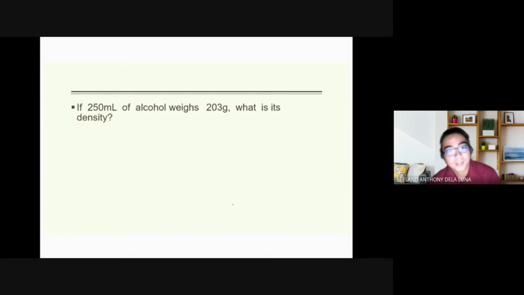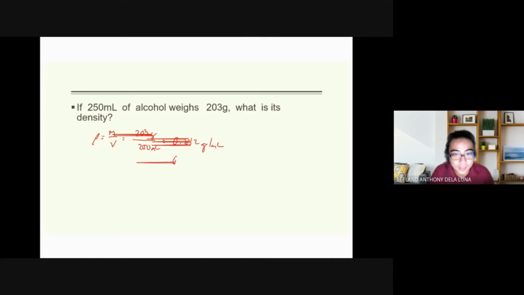So let's continue. I said, class, density is simply equal to mass over volume. Our mass here is 203 grams over 250 ml. So 203 divided by 250, we simply get 0.812 grams per ml. So are we good?